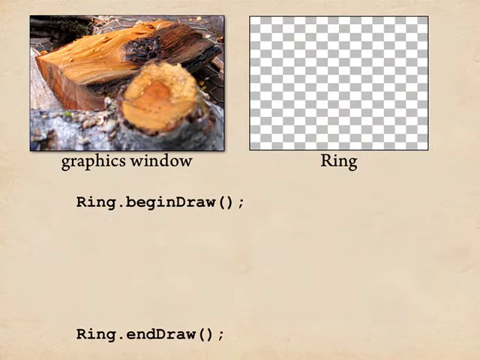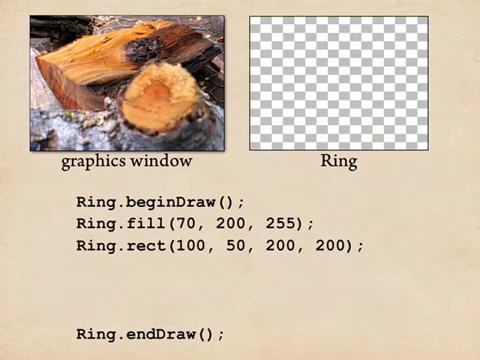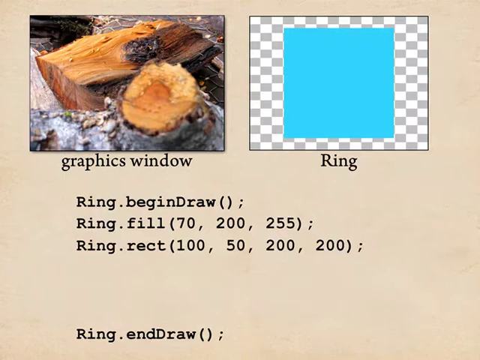The first thing I'll do with ring is tell it what color to fill with. And here I have kind of a light blue color. Now I draw a rectangle. And this works just like we would always expect. If we now copied ring onto the graphics window, we would be drawing a blue square on top of the graphics window. And everything outside the square would still be the photograph because those pixels in ring are transparent.